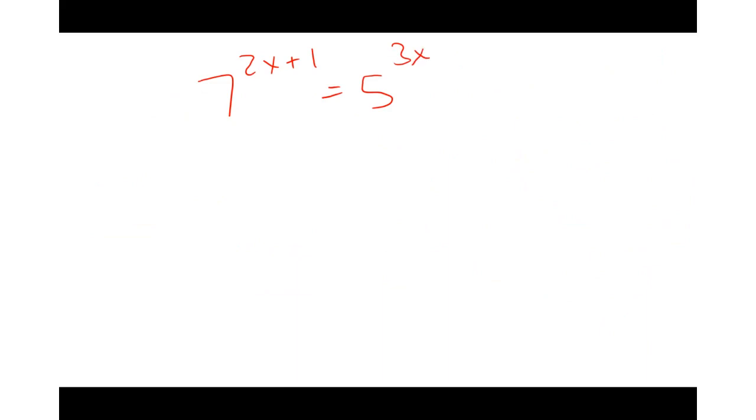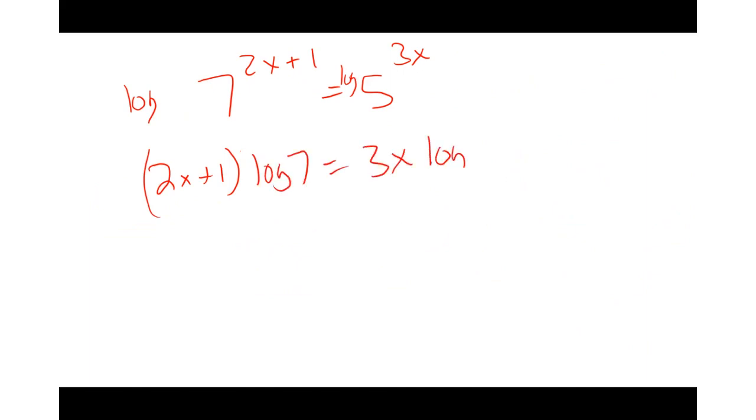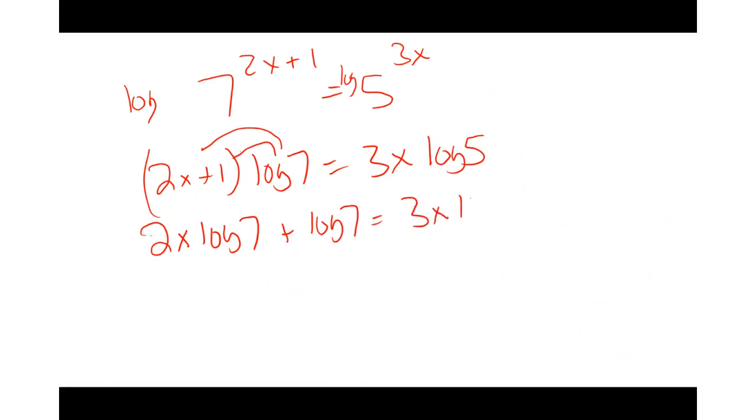All right, so that's what we're dealing with, right? And so we're going to take the log of both sides. We're going to get 2x plus 1 log 7 equals 3x log 5. We're going to distribute: 2x log 7 plus log 7 equals 3x log 5.